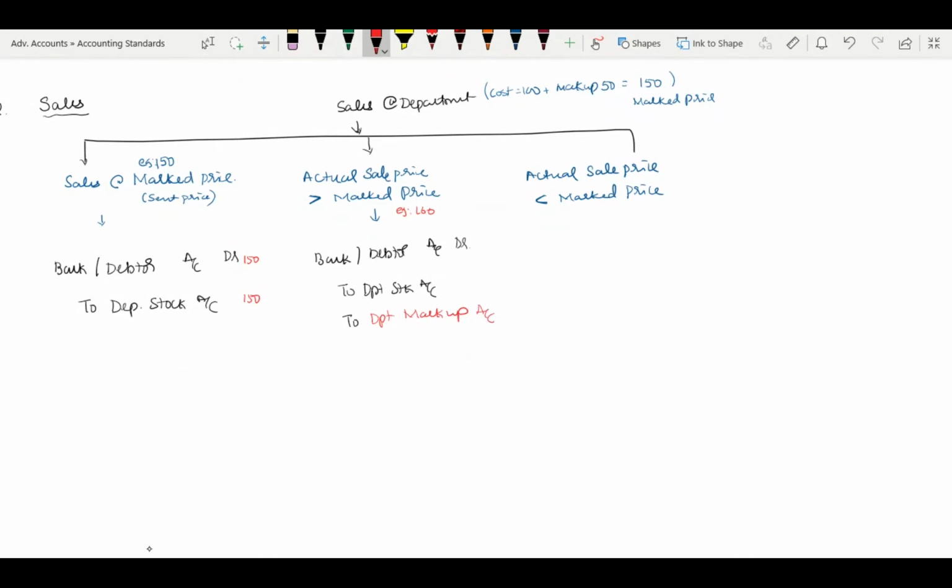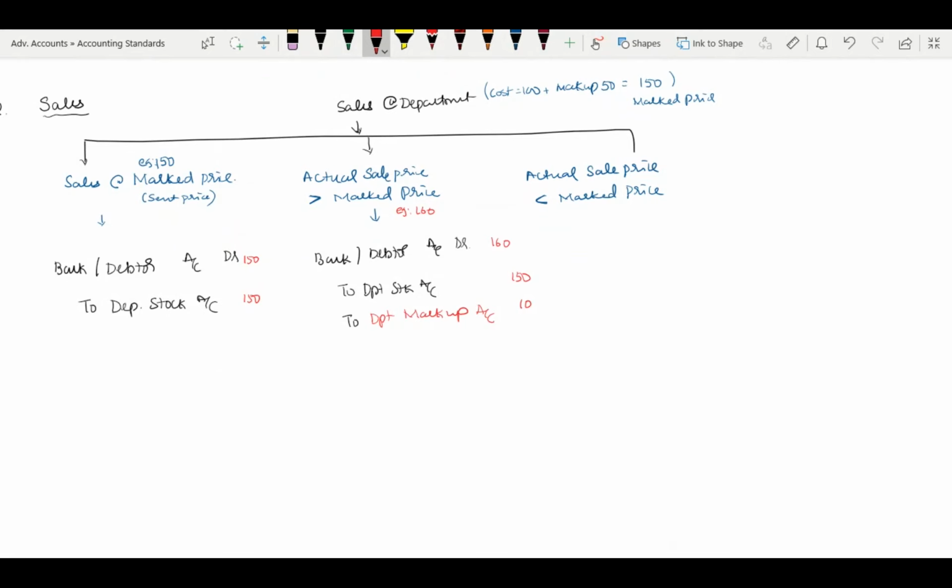Markup account. Which amounts to, look here, 160 we sold to the customer. Therefore 160 we are supposed to receive either in cash or credit. Then the departmental stock account is always at invoice price, therefore it is 150. I will reverse the invoice price. The balance 10 rupees, the additional profit, I have to credit to the markup account.